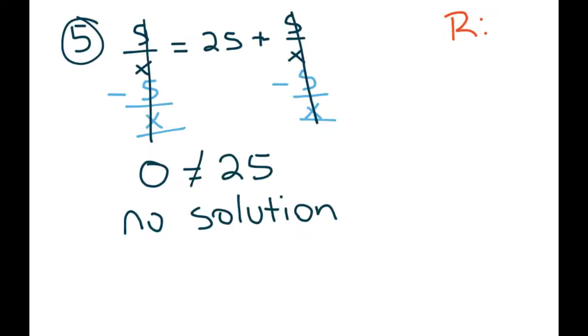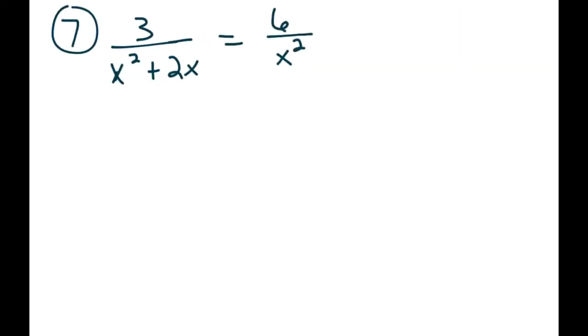Okay? Now, we forgot to do our restrictions. I even put my little r over there. In our original equation, I had just x in my denominator. So x can't equal 0, which at this point doesn't really matter because there's no solution anyway. Okay? Let's do another one. Okay, this is our last example.